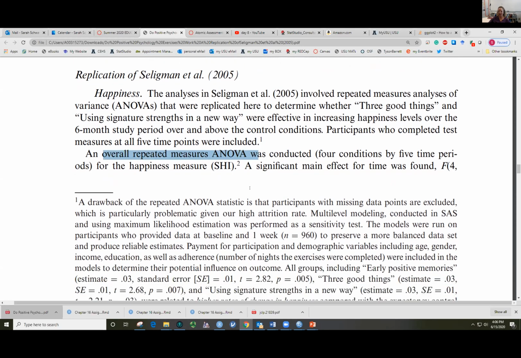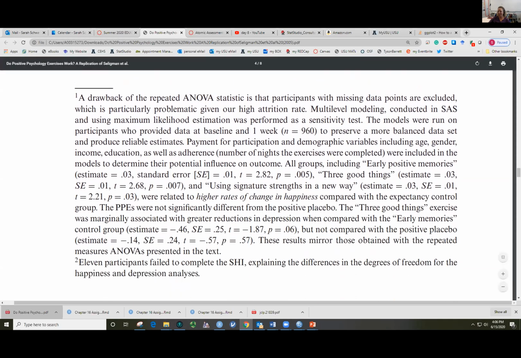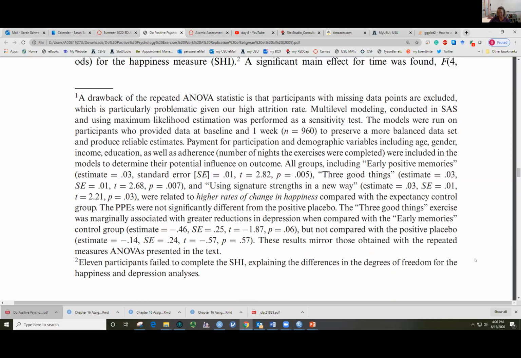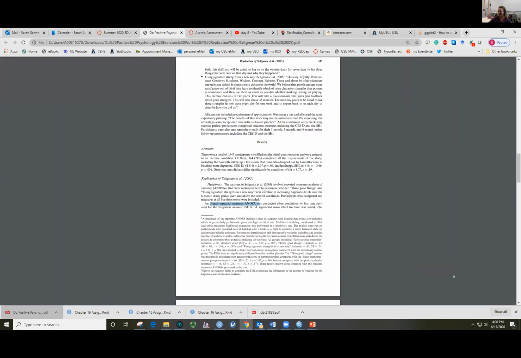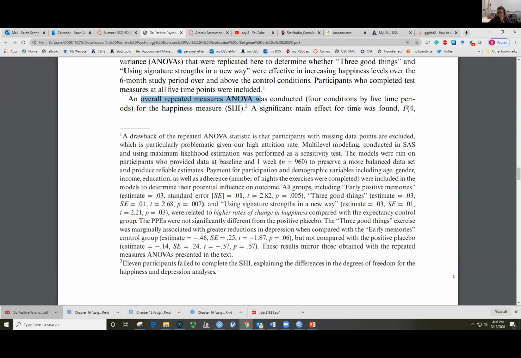Now, I want to point out, what do you see at the bottom of this page? It's a footnote. How big is this footnote? It is ginormous. Look at this whole page. Look at how big the footnote is. Now, I can almost guarantee that what happened is this group of researchers wanted to replicate this research, and they said the original paper did a repeated measures ANOVA, so we're going to do that.